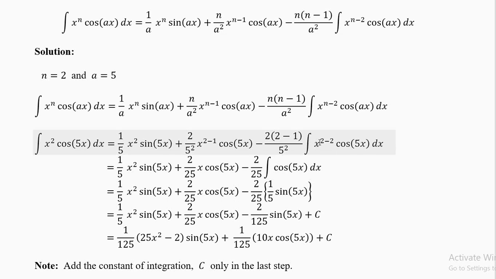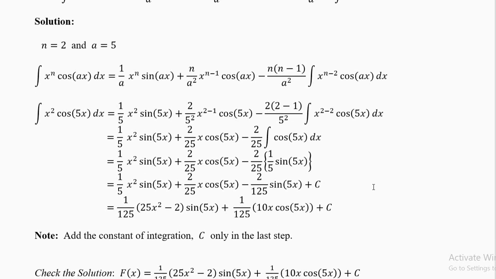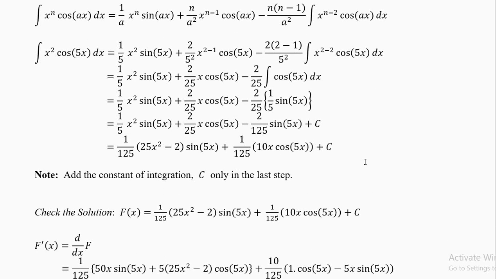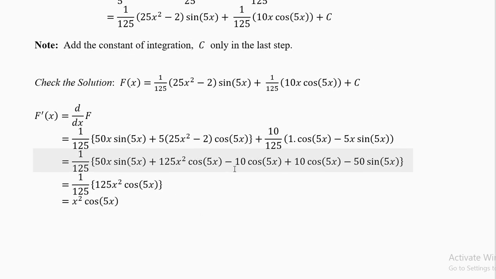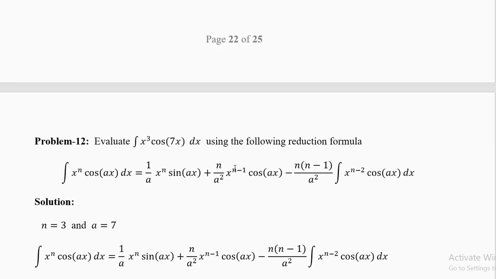Now your integration is x power n minus 2. Now you have the cosine 5x. Please put a bracket here. Integration of cosine is plus sine with 1 over 5. So it is 1 over 5 sine 5x. And again take things common for the sine and the cosine, and this is the way you write it. And check your answer by differentiation.